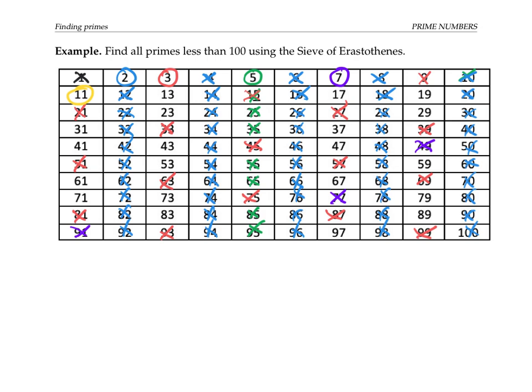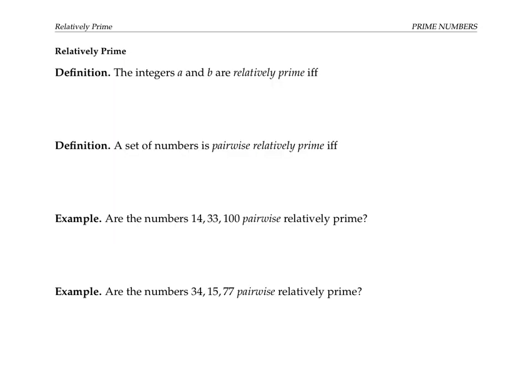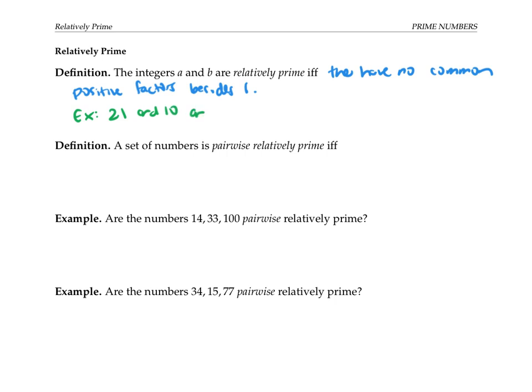They'll all be prime. The integers a and b are called relatively prime if they have no common positive factors besides 1. So for example, 21 and 10 are relatively prime, even though neither of them are themselves prime. But for example, 21 and 35 are not relatively prime because they have a common factor of 7.